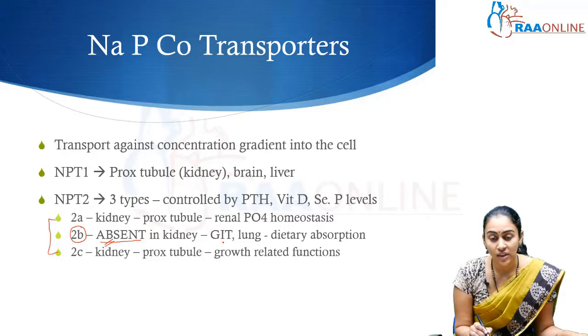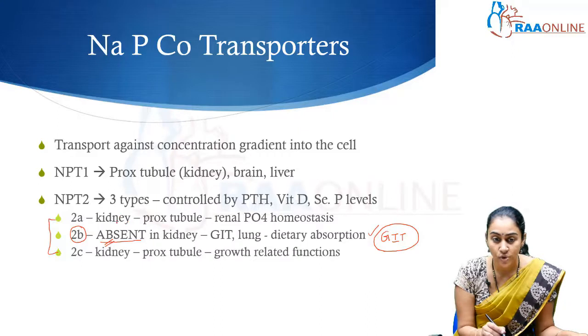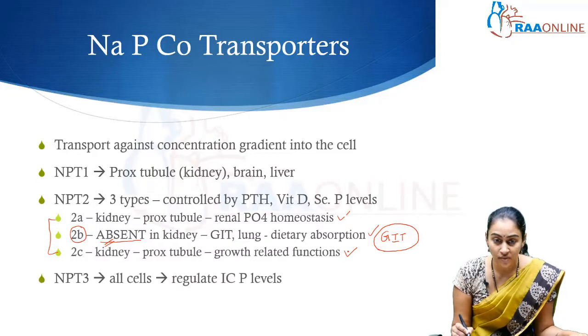It is present only in the gastrointestinal tract and the lungs and plays a very important role in the gastrointestinal absorption of the dietary phosphate. Now, 2A is predominantly found in the kidney. 2A and 2C are found in the kidney at the proximal renal tubule. Now, 2A plays a very important role in the renal phosphate homeostasis, whereas 2C takes care of growth-related functions. And finally, the type 3 transporter is present ubiquitously in all the cells and they regulate the intracellular phosphorus levels.